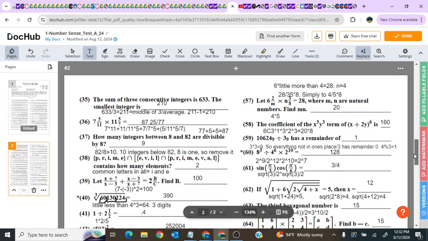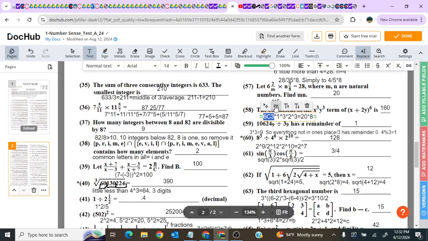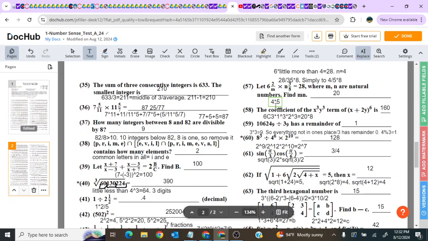58, coefficient of the x cubed, y cubed term. Well, the coefficient of those terms is equivalent to 6 combination 3 of one of your terms. It doesn't matter which. If you don't know what that is, that's basically 6 factorial over 3 factorial times 6 minus 3, all factorial. That's basically equivalent to 20. Then you have to multiply it by each of your x and y coefficients to their corresponding power. So 1 to the power of 3 is 1, 2 to the power of 3 is 8, so 20 times 8 gets you 160.